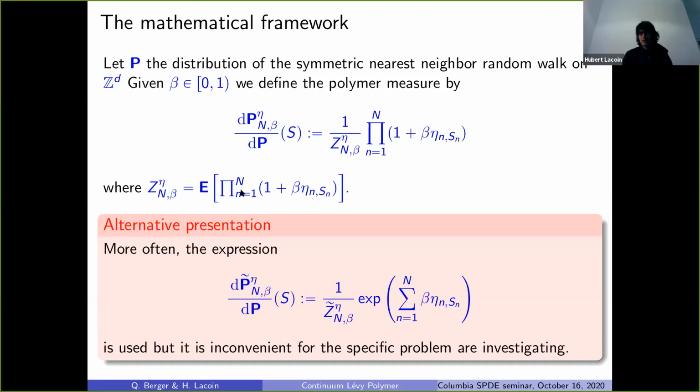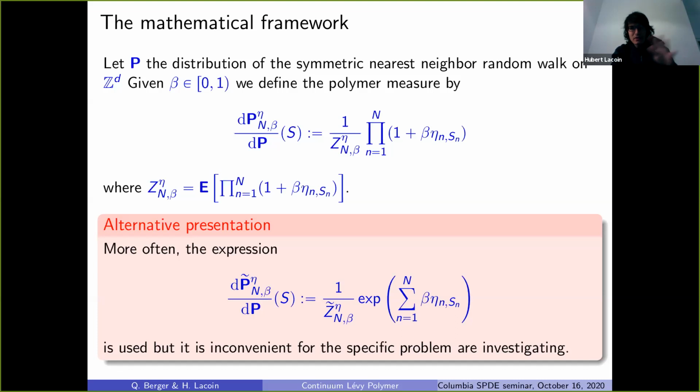If you have already seen a presentation about directed polymer, or if you worked in the subject, it's far more common to see this density written as the exponential of the sum of the beta etas. These presentations are equivalent. There is just a change of variables between this and this, and you also have to change beta in between. But for the specific problem we are interested in today, this presentation is just much more convenient, and you will see why in a moment.